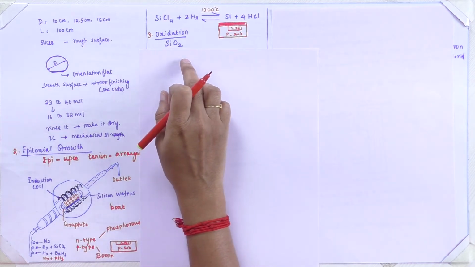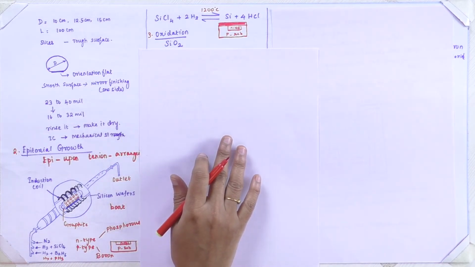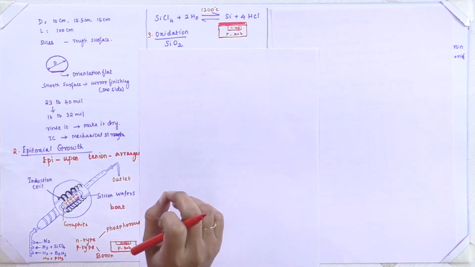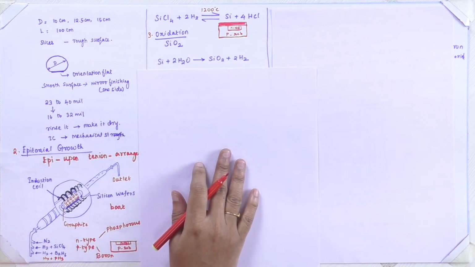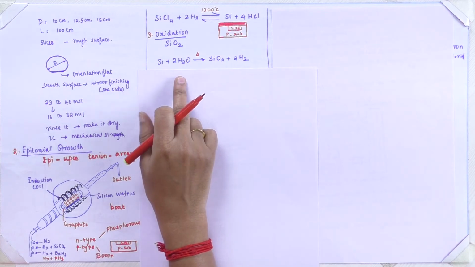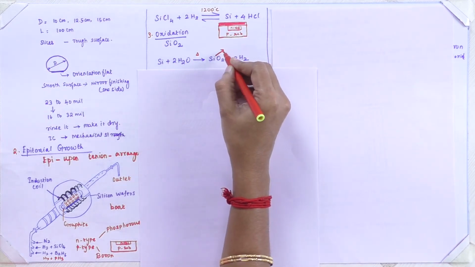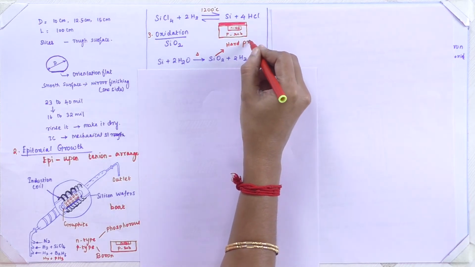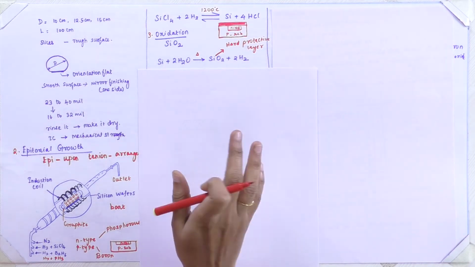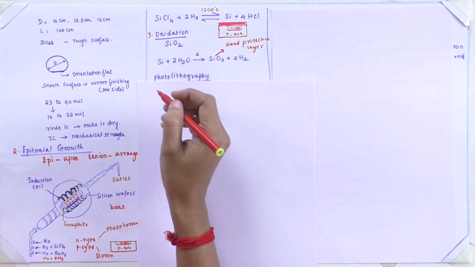Here the SiO2 is a hard protective layer, which is unaffected by almost all other chemical reagents except hydrofluoric acid. Hydrofluoric acid is the only acid used to remove the silicon dioxide. As I said earlier, silicon plus 2H2O on reaction gives silicon dioxide plus 2H2. So this is a hard protective layer, and it does not react with any chemicals except hydrofluoric acid, which removes it.